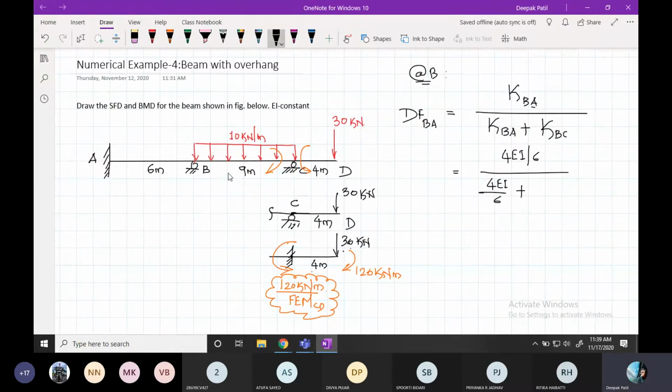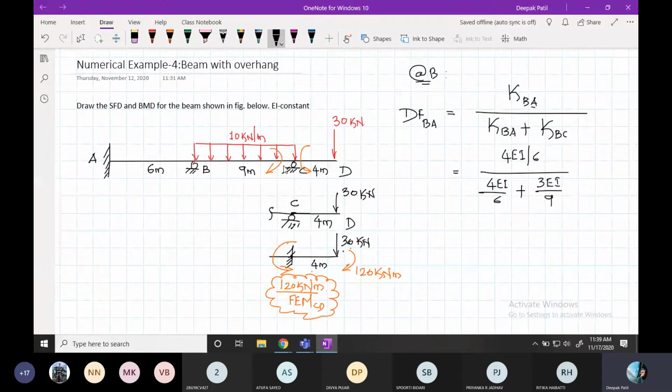Now, once you come down to KBC, C is actually a roller support. So in that case, do you have to use 3 EI by L or 4 EI by L? You have to actually use 3 EI by L. So I will write 3 EI by 9. So don't think that because we have made this C fixed, I have to use 4 EI by L. Originally, it is a roller.